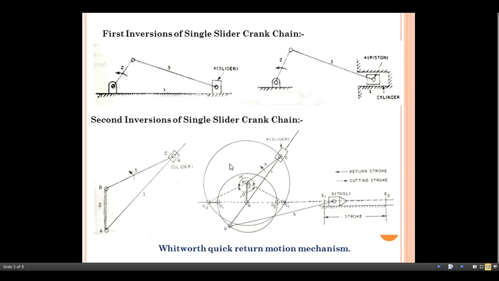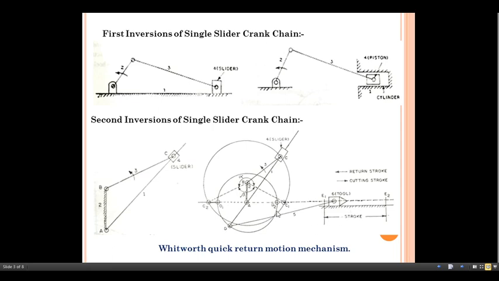So let us discuss the Whitworth quick return motion mechanism. If you look here, just focus on this small portion. This is nothing but the same mechanism. Just focus here, A, B and C, this part and this part are identical. This mechanism is used in workshops to cut metal. The forward stroke cuts the metal and the return stroke is idle. The forward stroke takes a little longer time, whereas the return stroke takes a shorter time.